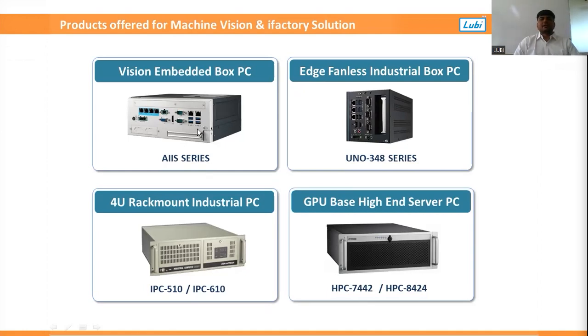For example, in a vision application, if any customer requires 10 cameras, 12 cameras, multiple serial connectivities, high-end graphic cards like 4 GB, 8 GB, 16 GB, 24 GB, for deep learning applications or AI based applications, then this PC is ideal for those types of applications. Apart from this, GPU based high-end server PCs are also available in Advantech. That is the HPC-7442 and HPC-8424 series.